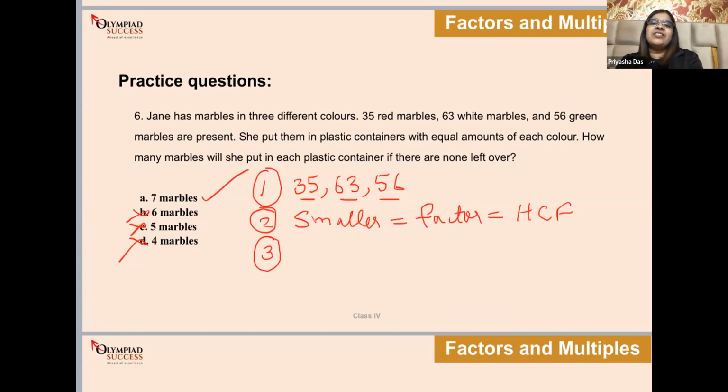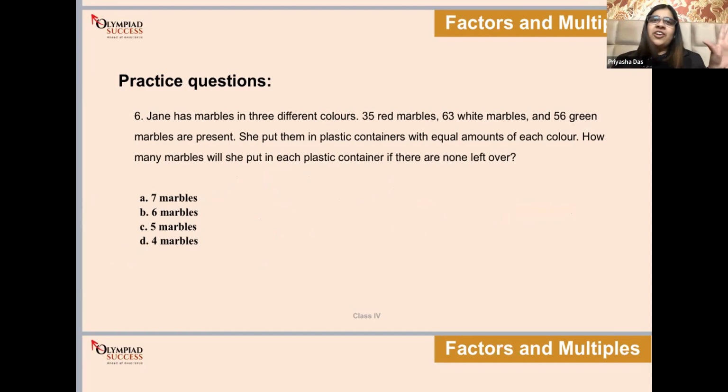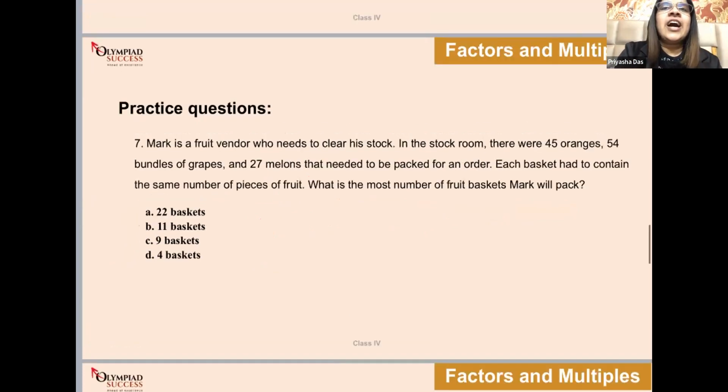7 fives are 35. 7 nines are 63. 7 into dash is 56. Again, a fill in the blank. 8. Very good. Superb, people. Very nice. Awesome. So you all have got the logic now. Now you will be doing the questions all by yourself. And this time I'll put a timer to the question. Fine. Ready? Thumbs up. Okay. Question number 7 on your screen, and your time starts now.